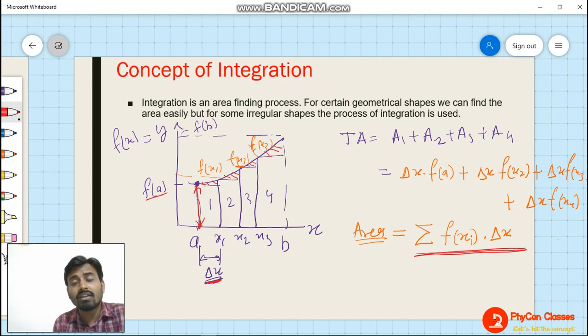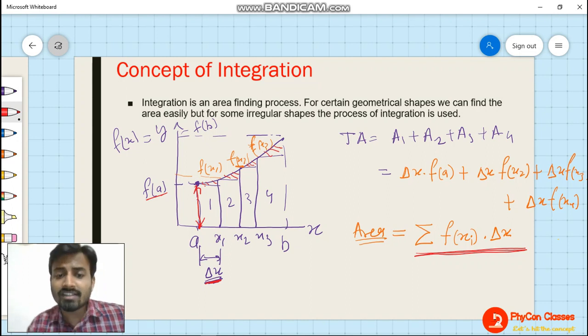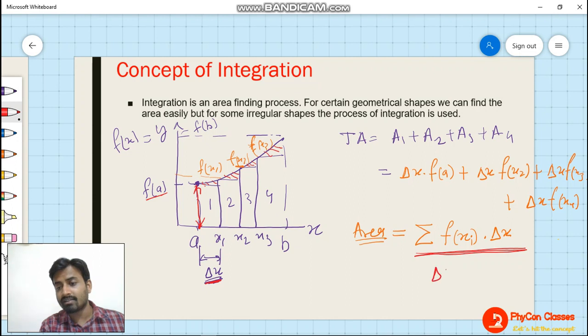If I take 1000 rectangles, it will be even more difficult. So if this delta x is being reduced, slowly I am reducing it, error is going to reduce. Let's suppose I am taking infinite number of rectangles in between. In that case, what will happen? Delta x will tend to 0. It will be approximately equal to 0. That means we can write what? In place of delta x, we can write dx.